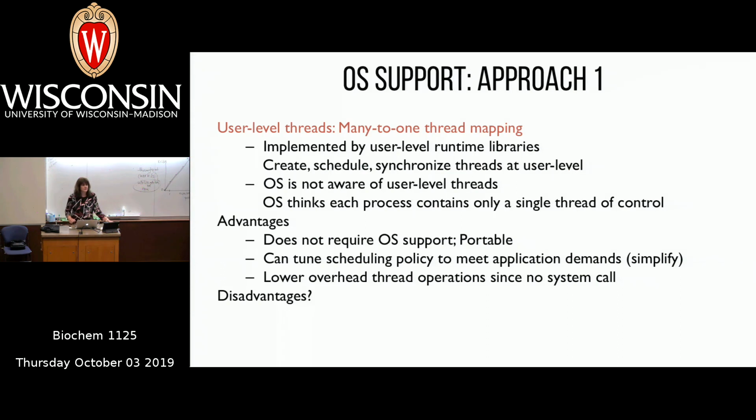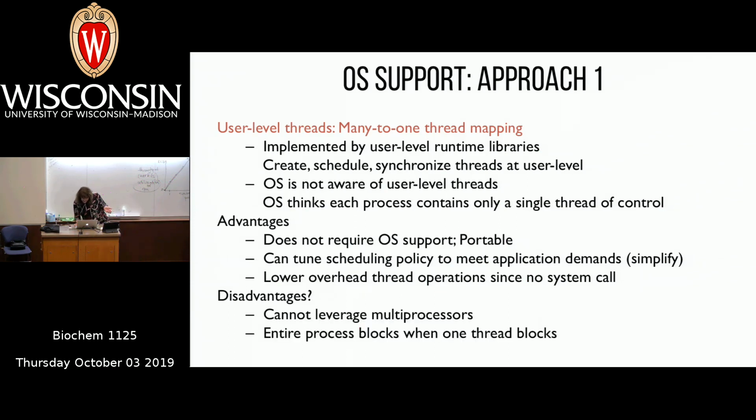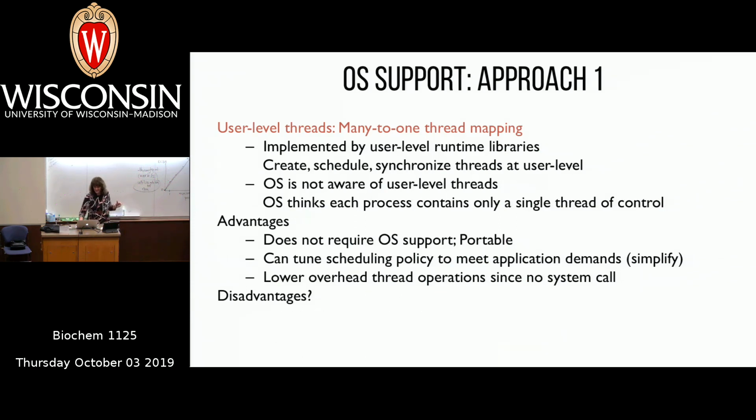Yeah? I'm a little confused on how you actually go about writing this at a user level. Like, how do you tell it to run some of your code on this CPU and some of your code on this CPU? Well, that's the problem. So this would only work on a single CPU. Yeah, single CPU. I think that's listed as the first. Yeah, you can't leverage multiprocessors with this.